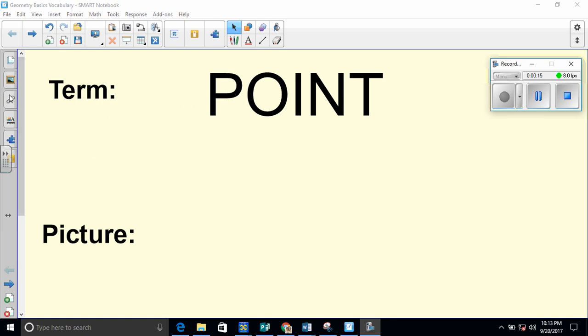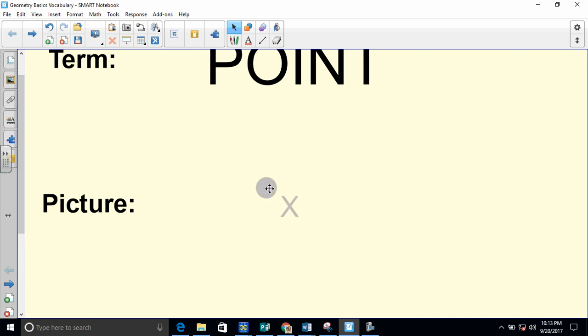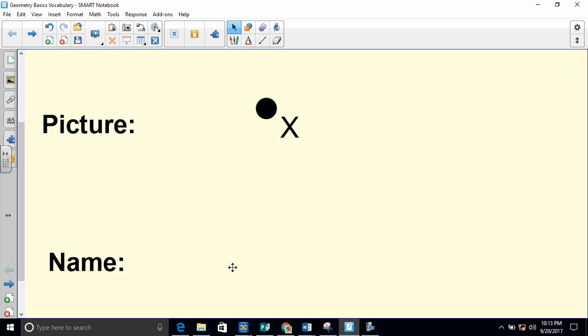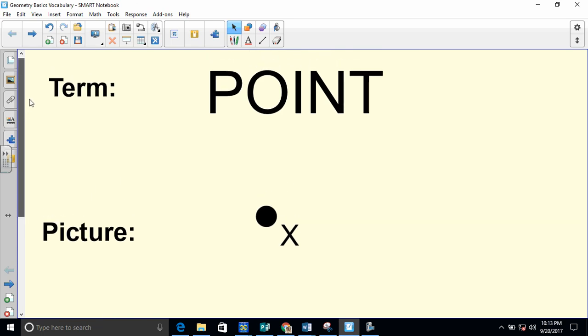All right, so our first term is point. A point is what you think it is, a point. In this picture, it's labeled as point X. To name it, we just literally say point X, with a capital letter X. So to name a point, you use a capital letter.